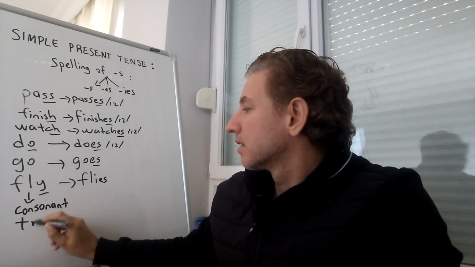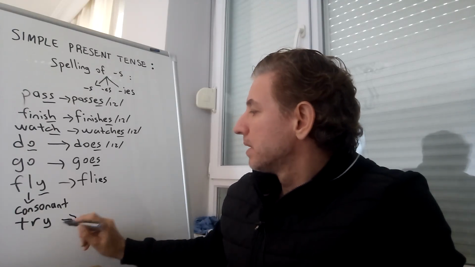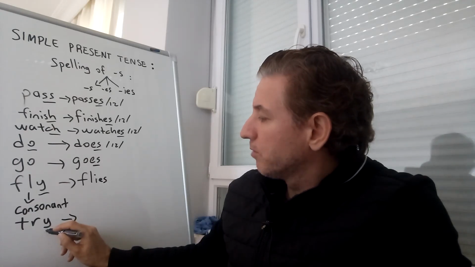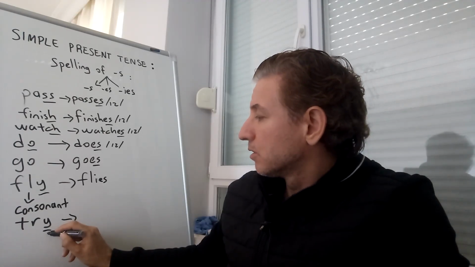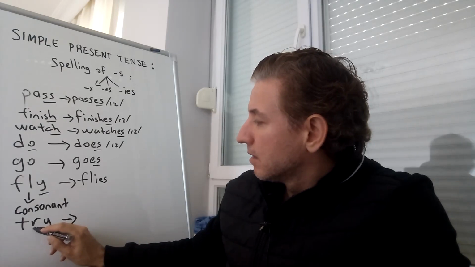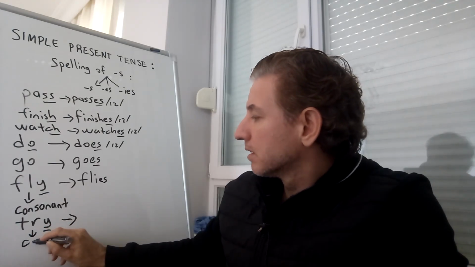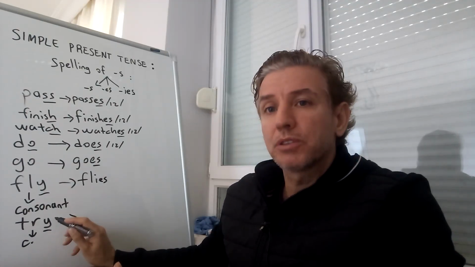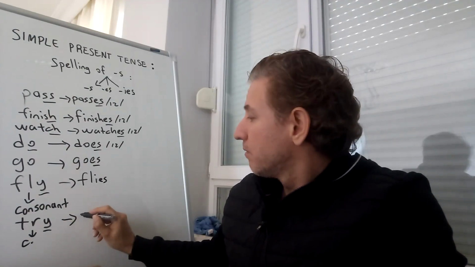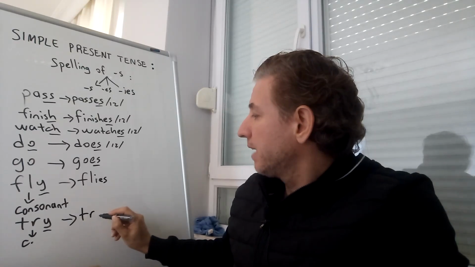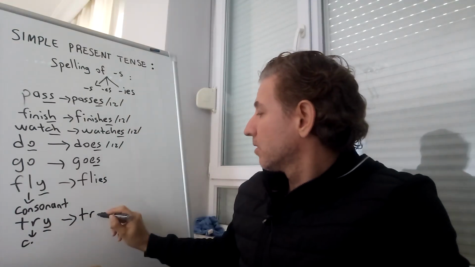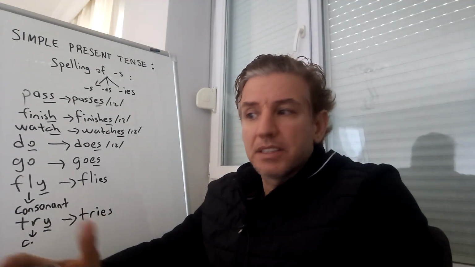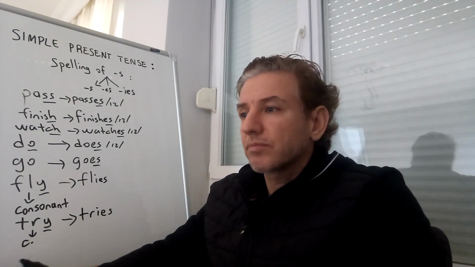Let's give another verb, try, okay? Try. So let's check it. There is Y here. Before Y, we look, there is a consonant. If there is a consonant, we omit Y. We use T, R, and now IES. Tries. He tries. I try.